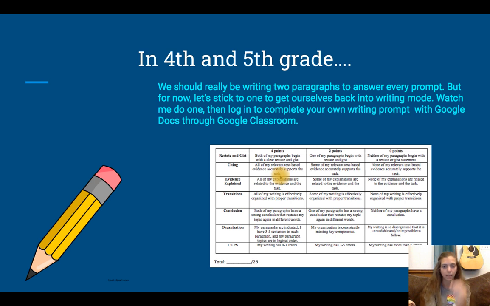It supports my claim. Evidence is explained. All of my explanations are related to the evidence and the task, right? So that includes that mini restate, plus it explains that evidence. Transitions, did I use transition words? And were they correct, right? Did they make sense? Conclusions. My paragraphs have a strong conclusion that restates my topic again in different words.